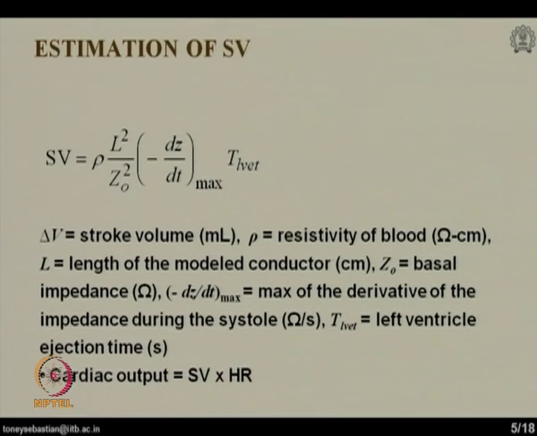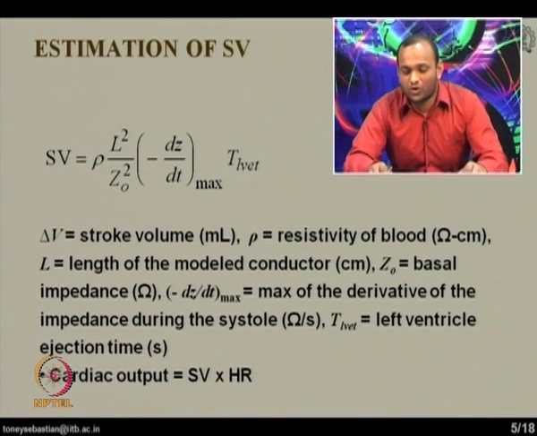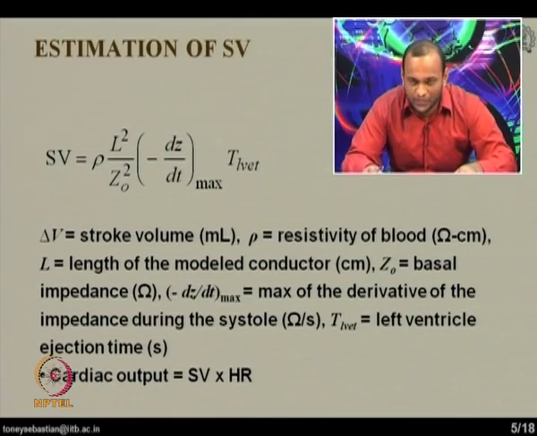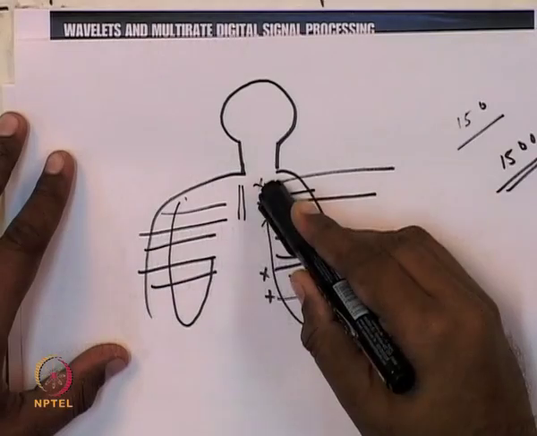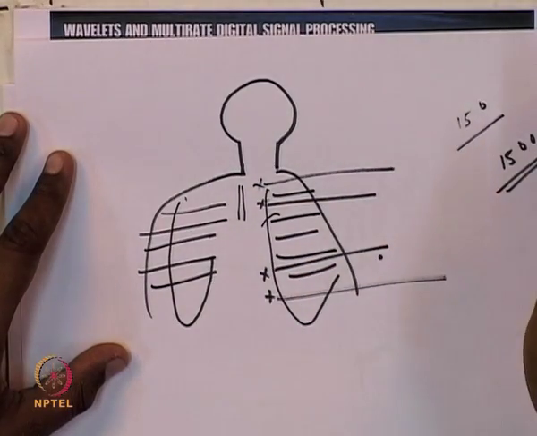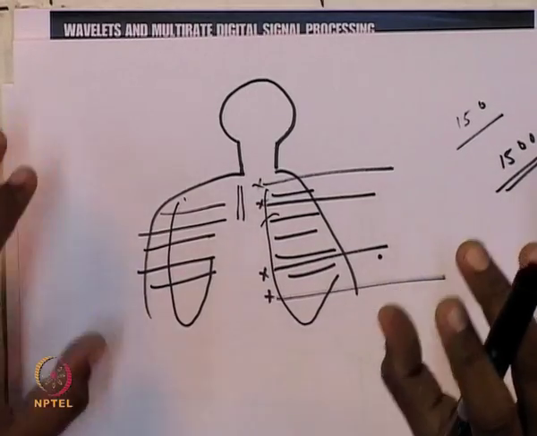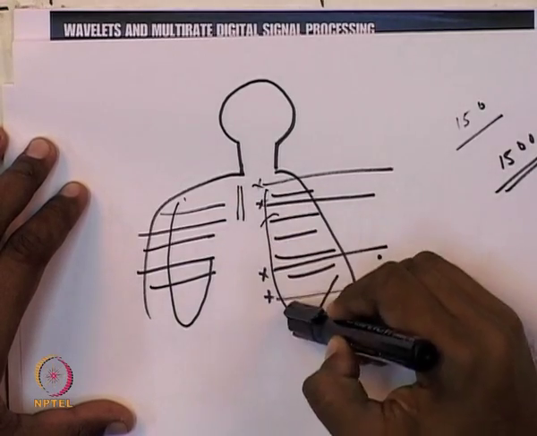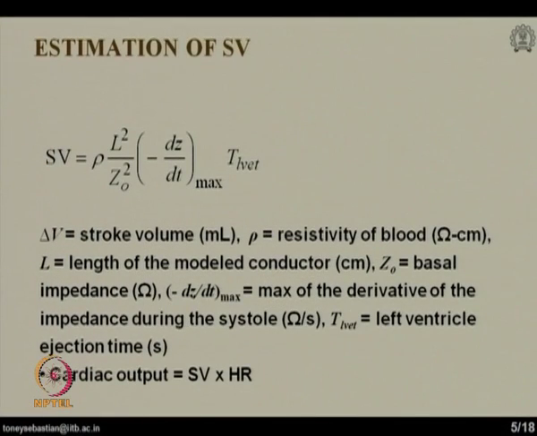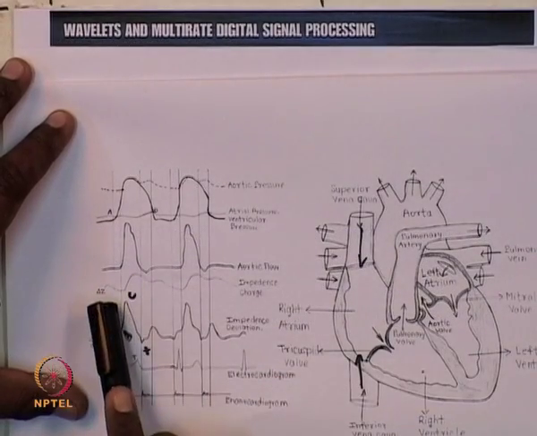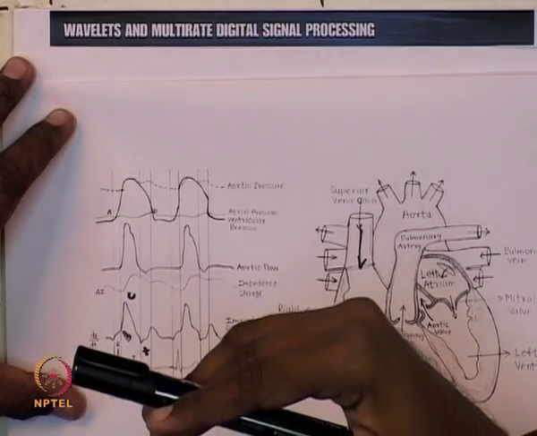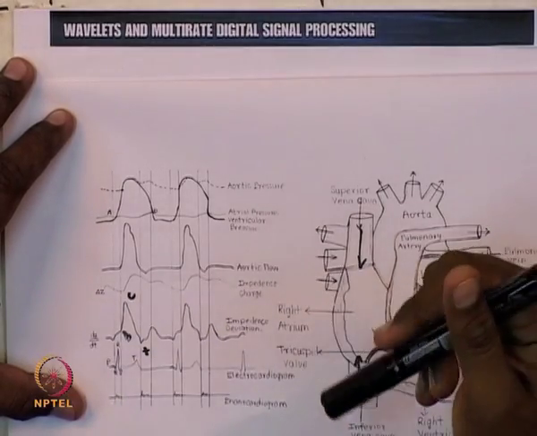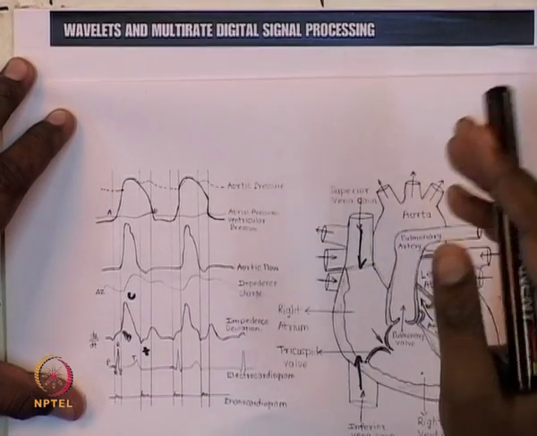Rho is the resistivity of the blood, that's a constant, somewhere around 150. Then L is the distance between the electrodes, as we showed in the previous picture. The distance between these two electrodes is L. We are actually modeling this thorax as a conductor, so the distance between these 2 points is L. Now the next parameter is Z naught. From the previous picture, this delta Z will be above a particular base value. That base value is Z naught. Normally it is around 25, but it varies from patient to patient.